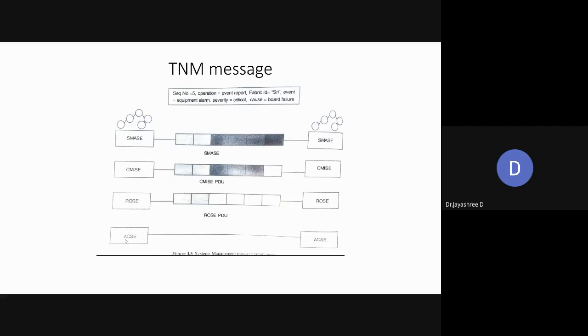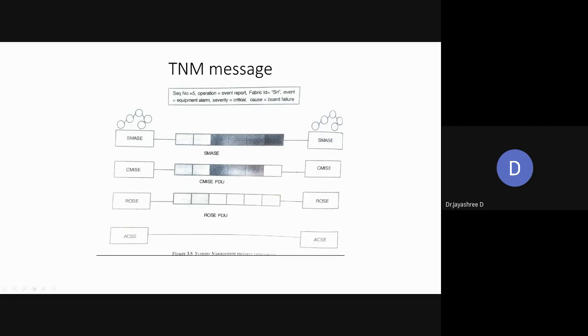Remember one thing: ACSE or ROSE, SMASE and CMISE are very particular to network management. These two are common, relevant communication protocols which run on the application layer. I can apply them for any of those applications supported by the OSI reference model. That's all. So we are going to have an ACSE, and we are going to have a ROSE PDU. These first two will be filled by ROSE. The sequence number and the operation will normally be filled by ROSE.